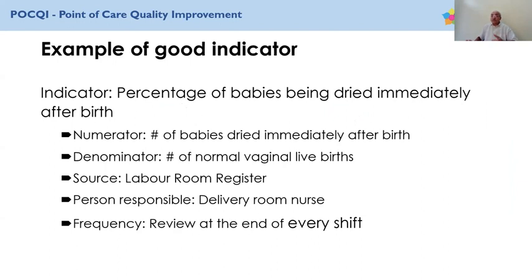For example, the baby is dried immediately after birth is the numerator, well defined. People know, yeah, we dried it. Denominator would be total number of vaginal deliveries. Here we are talking about the labor room, so it becomes total number of vaginal deliveries. If we talk about all deliveries, then it would also require cesarean along with vaginal deliveries as a denominator. So here the denominator would be total number of vaginal deliveries. The source would be the labor room register. It can be collected by a delivery room nurse, and the frequency can be reviewed at the end of every shift if you have a large number of deliveries, or it can be reviewed every 2 to 3 days.